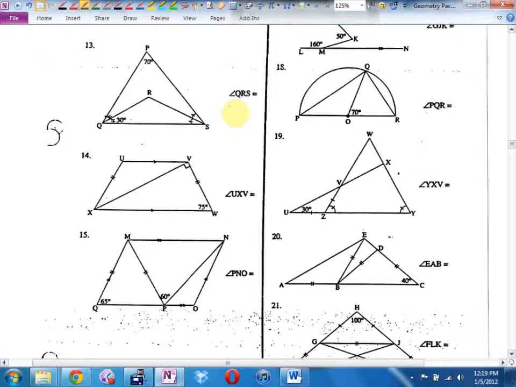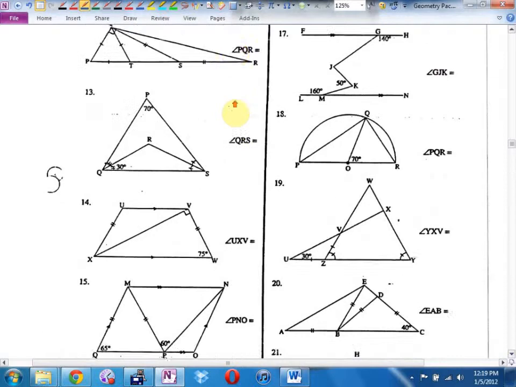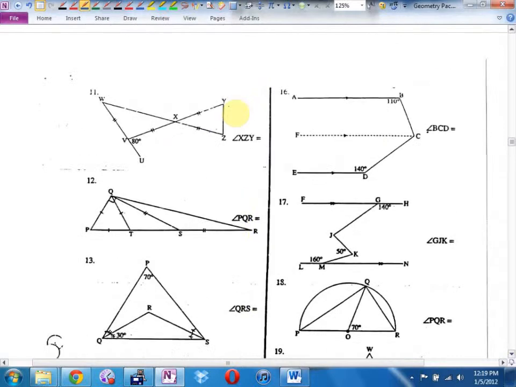Let's try number 11. Number 11. You guys have number 11? It's going to be on the very back, I think. Yeah, or close to it? This one. Danielle, what do they want me to find in number 11?